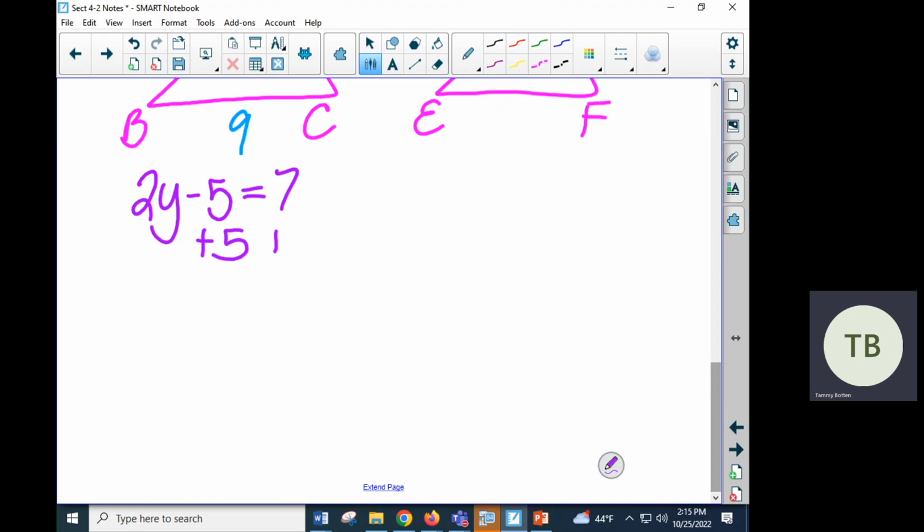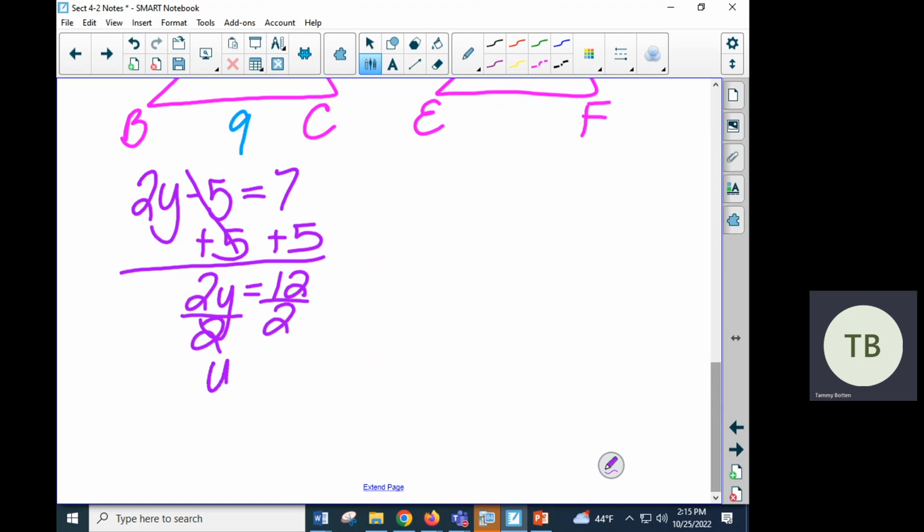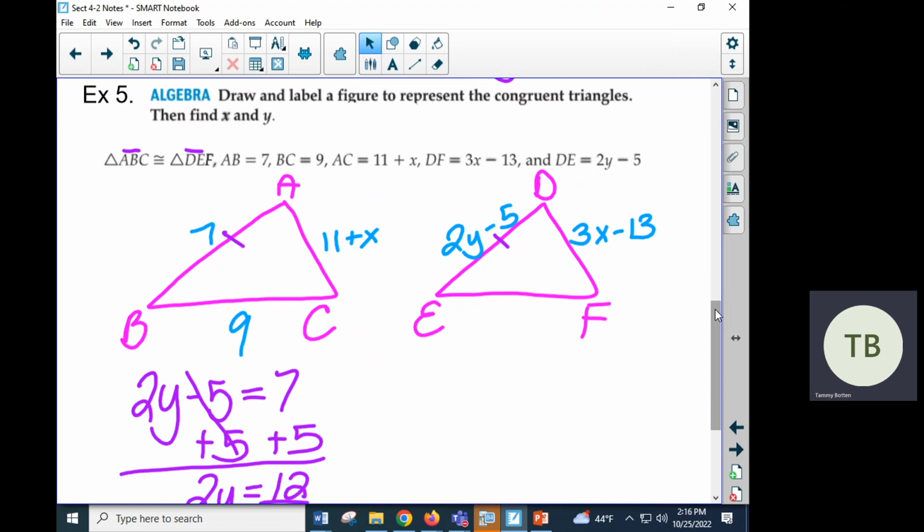So I'd add 5. And I get 2y equals 12. Divide by 2. And y is 6. And if I go back up, I still have to solve for my x, okay? Now, again, the way I set this up, this should equal this, okay? And if you notice, this side is AC, which is my first and last side. That would equal DF. And this is AC, and that's DF.